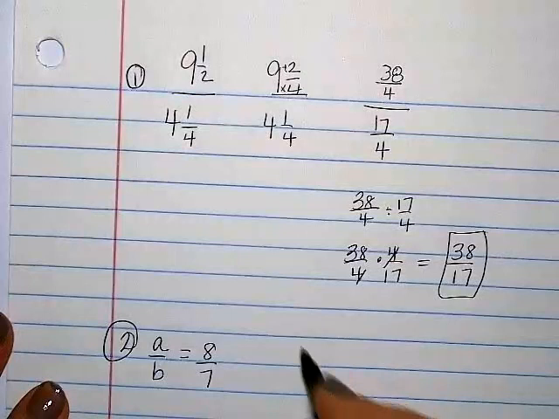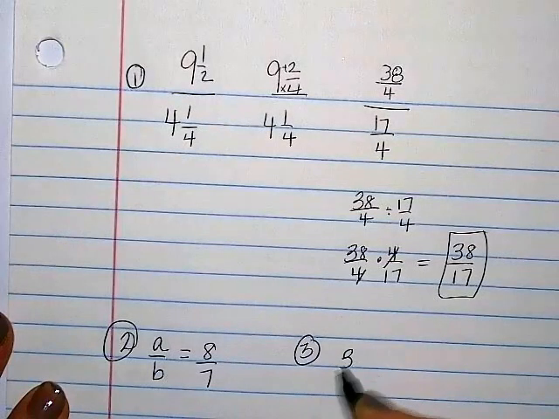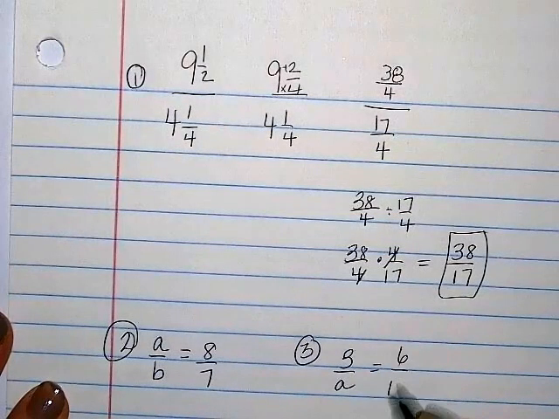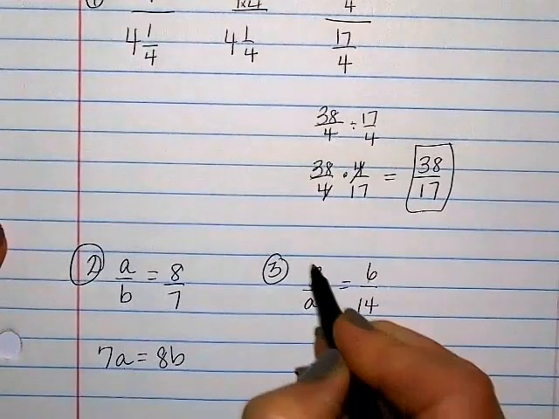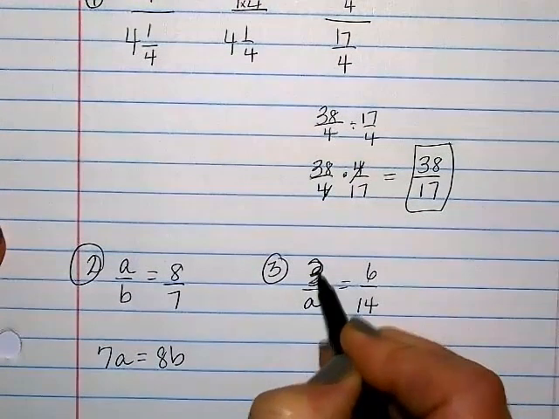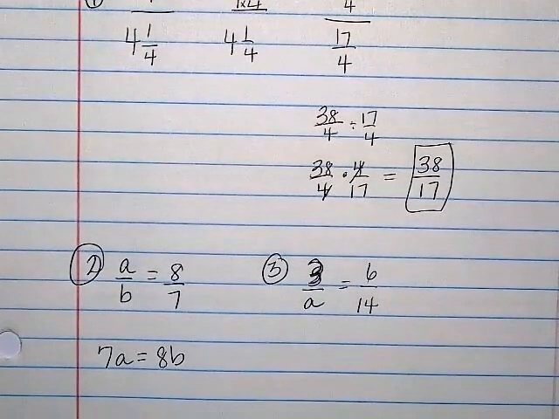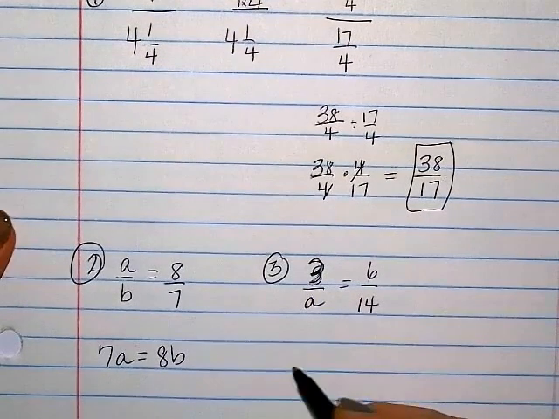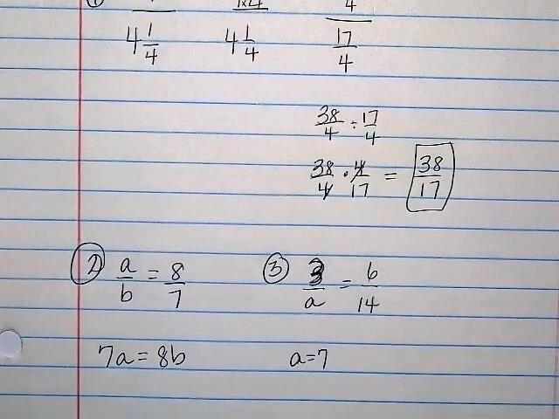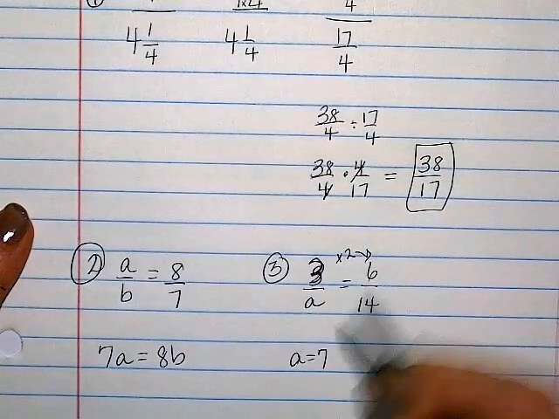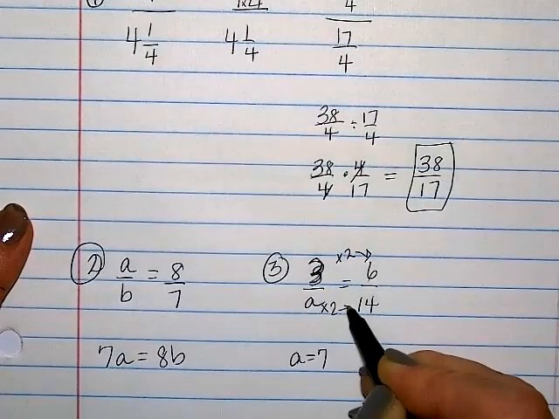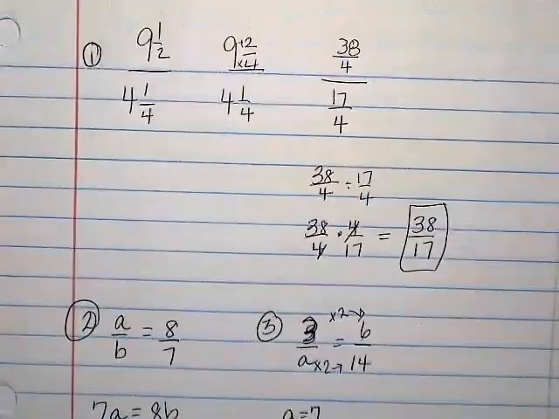Number 3, solve the proportion. 3 over A equals 6 over 14. What's your method for doing that? Who's got a strategy for that? A is 7. Tell me how you know that, Colin. Well, the top number is 3, and on the right it's 6. And 3 times 2 is 6. So that means 7 times 2 is 14. Yep, exactly right.